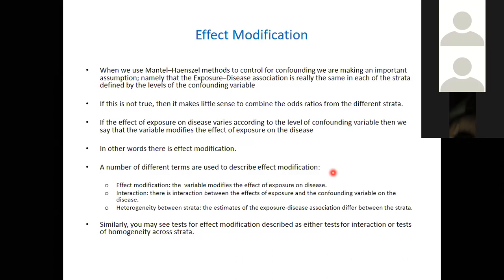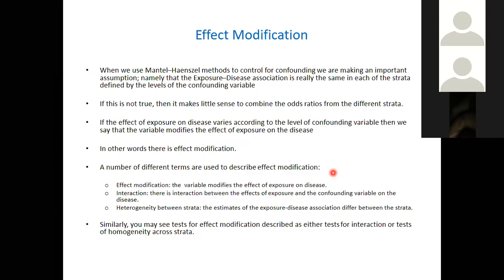Heterogeneity between strata, that is, across different strata of the variable, the estimate of the exposure to disease association differs between the strata of that particular variable that I think is a confounder. But if the effect differs, that is effect modification. What I'm saying in essence is that if it is a confounder, if you do your stratification, the finding should be the same for all of them.